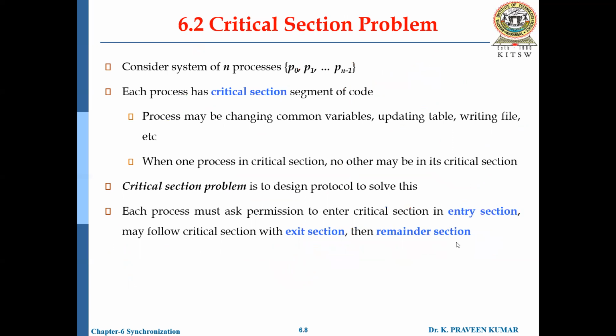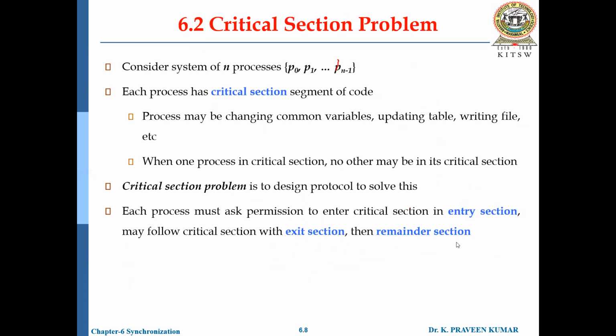Critical section problem. Critical section means when your process is entering into the CPU and utilizing the CPU. That particular part is called the critical section. When you are giving the critical section, there must be several problems. What kind of problems we will face, that we are going to discuss here.